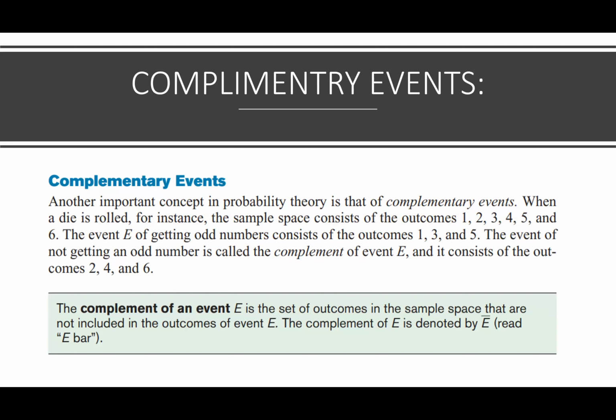Complementary events. Another important concept in probability theory is complementary events. When a die is rolled, for instance, the sample space consists of the outcomes 1, 2, 3, 4, 5, and 6. The event E of getting an odd number consists of the outcomes 1, 3, and 5. The event of not getting an odd number is called the complement of event E, and it consists of the outcomes 2, 4, 6. So the complement of an event is the set of outcomes in the sample space that are not included in the outcomes of the event E, and it is denoted by E bar.